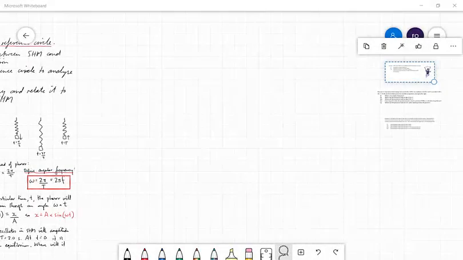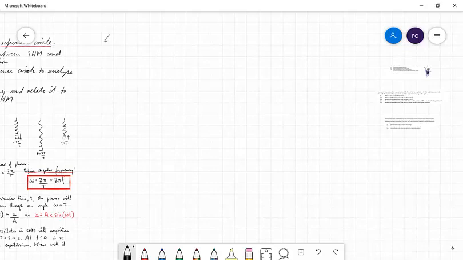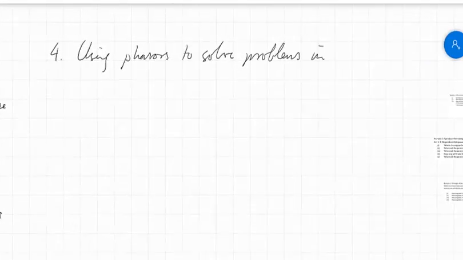In this lesson, I'm going to be going over some examples of how we can use the reference circle to solve problems. So, using phasors to solve problems in SHM.